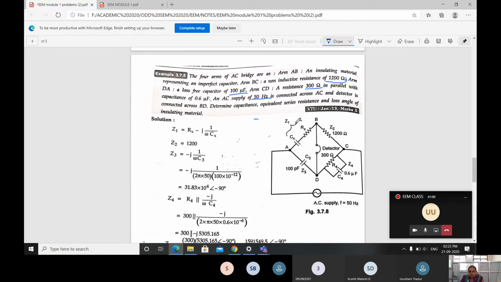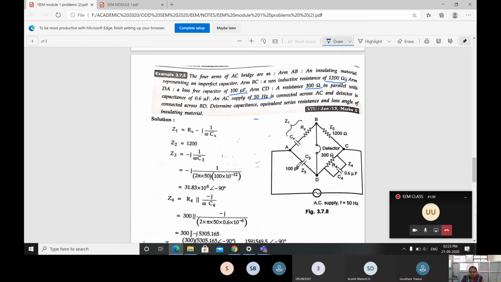First we write all the given points. They have given the impedance Z1, which is a resistance in series with a capacitance. For that reason, the equation is taken as Rx minus j 1 divided by omega Cx. Then here only resistance is given. For that reason, Z2 is taken as 1200.